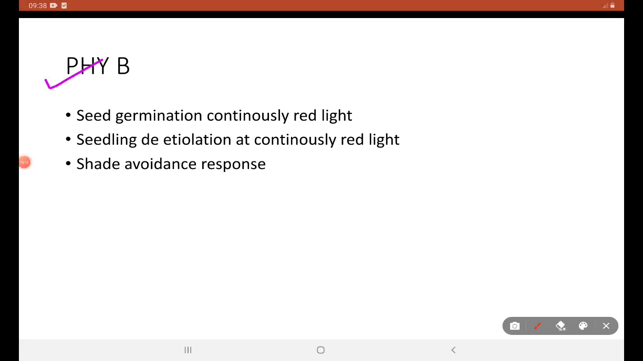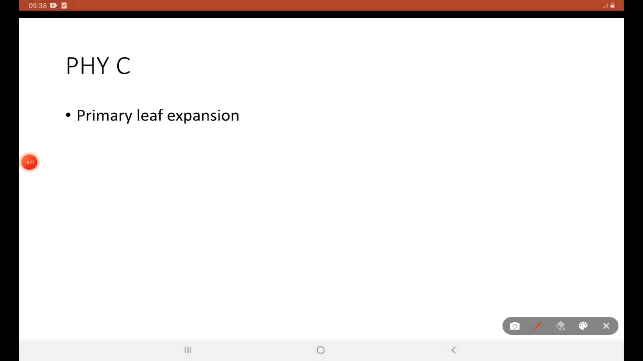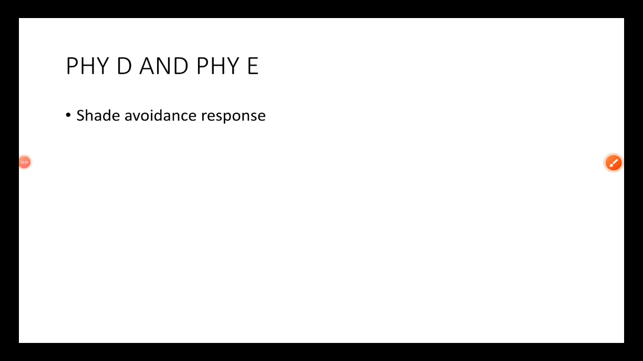Phytochrome B: seed germination in continuous red light, seedling de-etiolation, shade avoidance. C: primary leaf expansion. D and E: shade avoidance response.